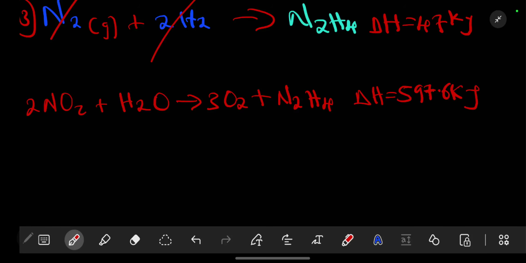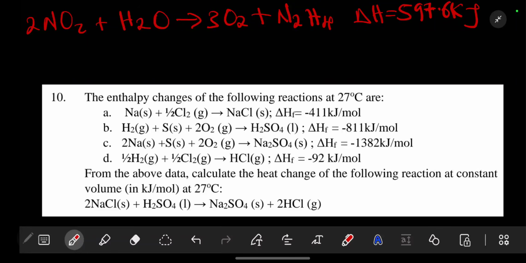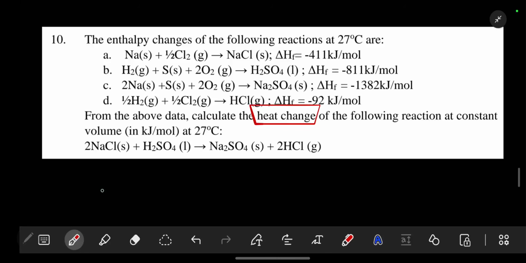Let's look at our last 2 problems. So this one is one of the most challenging in this video. We have the enthalpy change of the reaction at 27 degrees Celsius are these. Now from the above, calculate the heat change. They are not asking for the enthalpy change, but the heat change. But first let's calculate the enthalpy change, then use this formula.